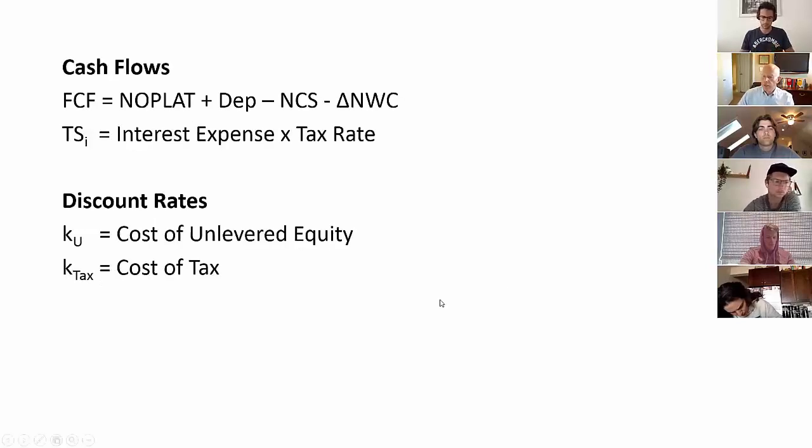So I tell you here that the discount rate of KU is the cost of unlevered equity. Unlevered equity. What would unlevered equity be? Well, it would be the cost of equity if there's no leverage at play in the company. But I don't know any companies that have no leverage. Oh, there's probably a couple of them out there.